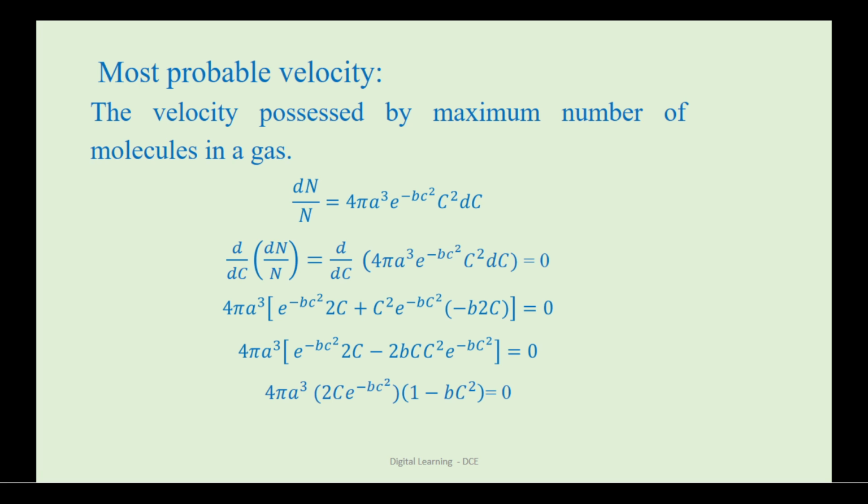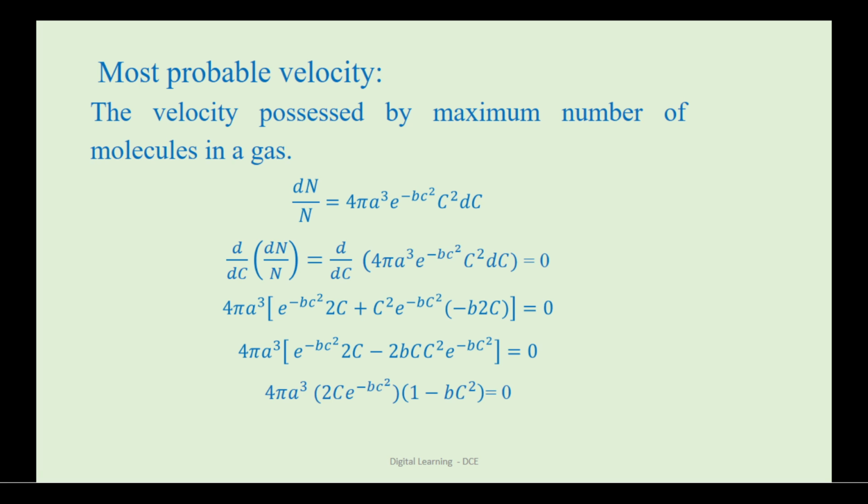The most probable velocity. The most probable velocity of gas molecules can be defined as the velocity possessed by the maximum number of gas molecules. Velocity possessed by the maximum number of gas molecules is known as most probable velocity.